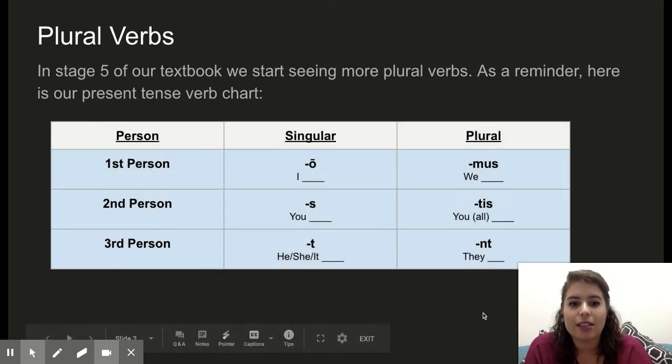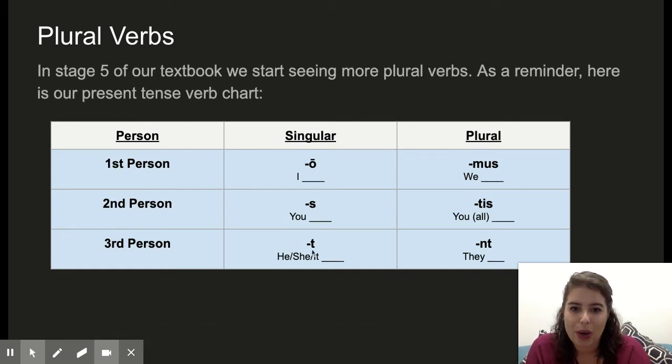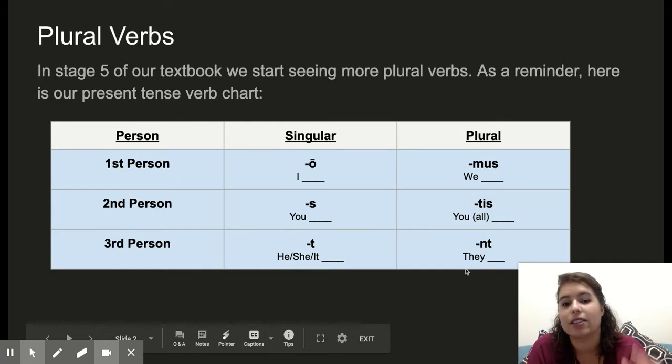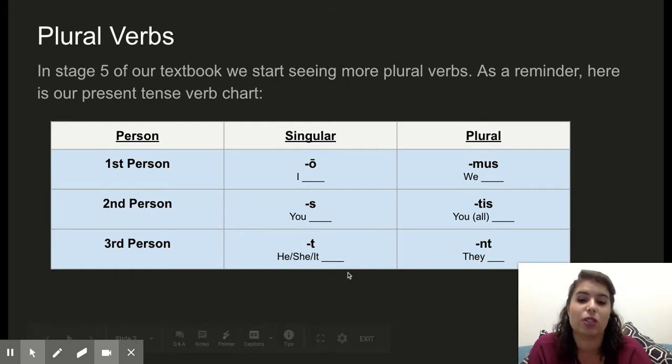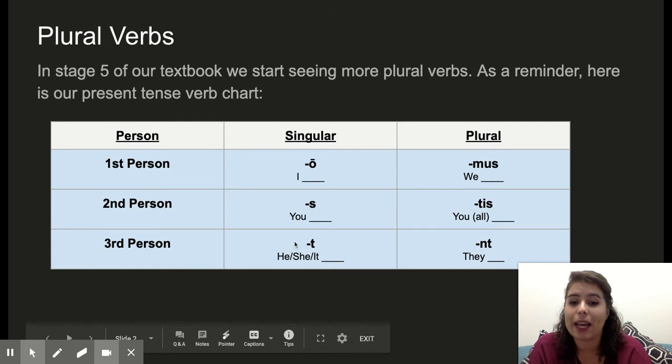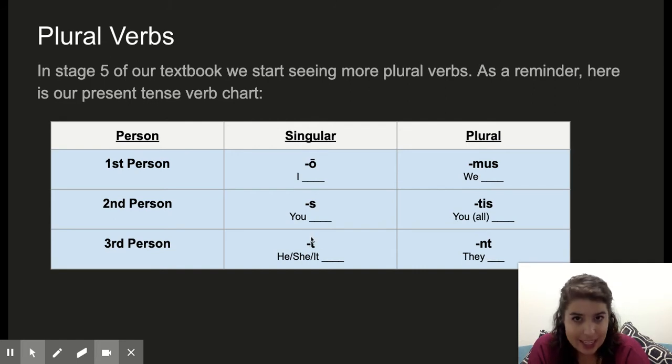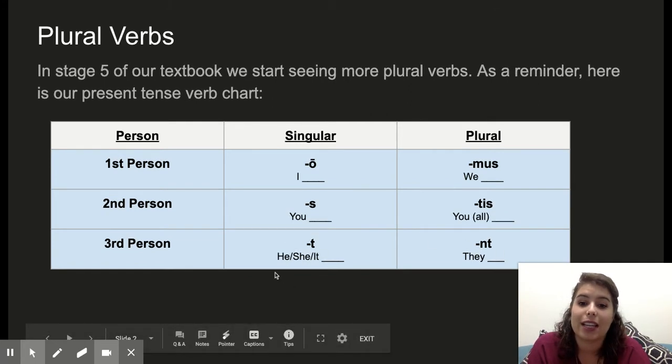Just as a reminder, this is our chart for our present tense endings for Latin verbs. Remember those o/m, s, t, mus, tis, nt endings. We're going to start seeing more of these plural endings, specifically the third person plural. This is something we need to pay attention to, especially with the third person. These are going to be the most common ones that we see. You really need to pay attention to whether the verb ends in a T or in NT, because T is singular, NT is plural. So make sure that you're paying attention to those endings. That T ending for third person is he, she, or it, and the NT ending is for they.